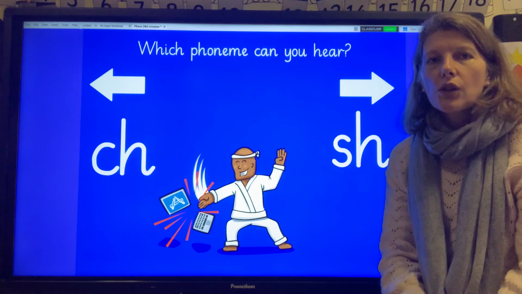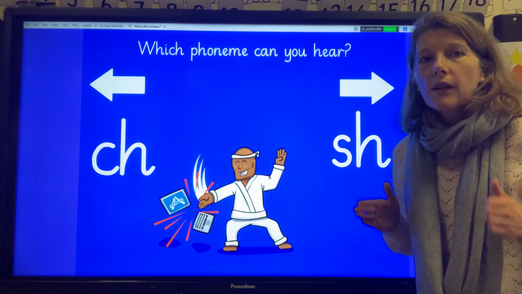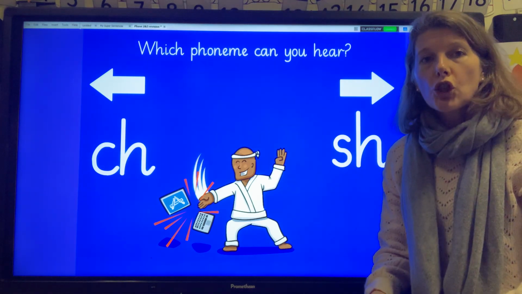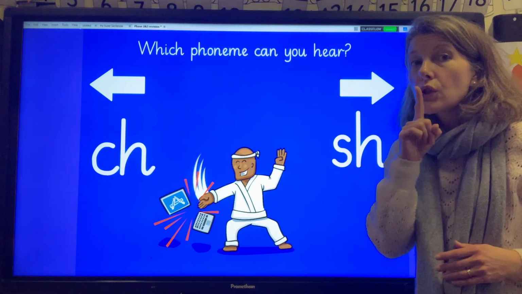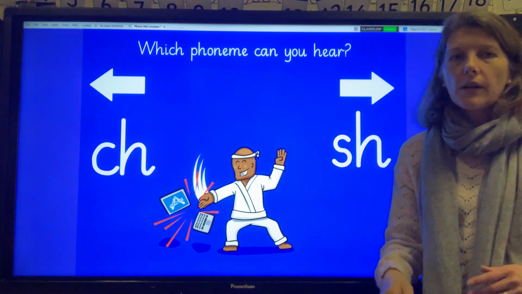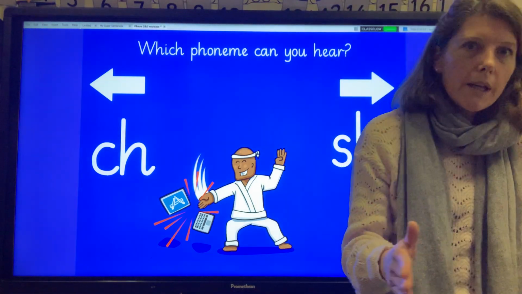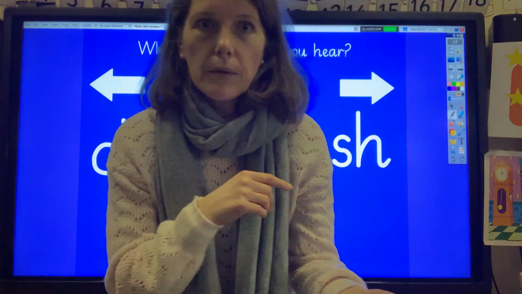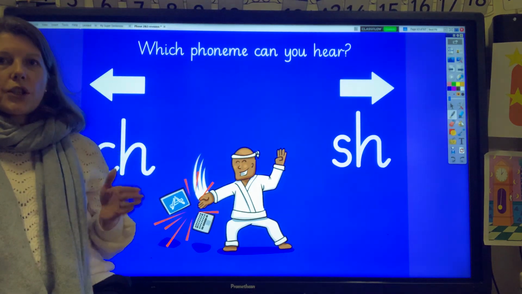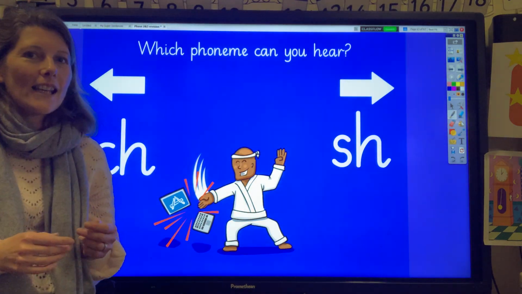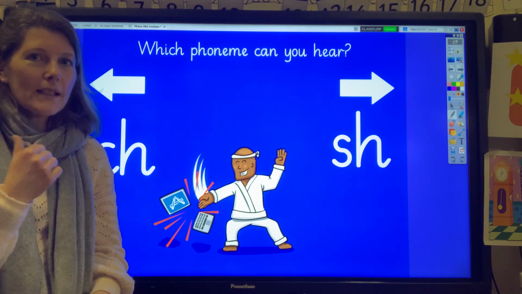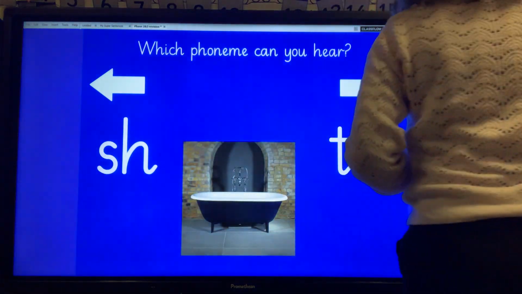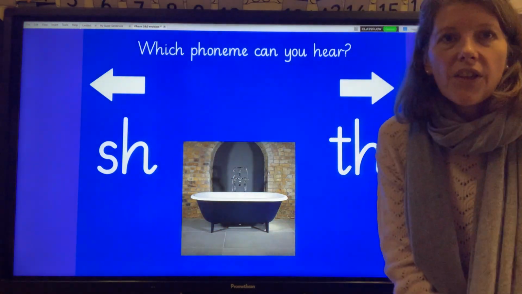If you think that chop starts with ch, you need to go that way. Ch, ch, ch. If you think chop starts with sh, you need to go this way. So are you ready? Which way are you going to go? Is it sh or is it ch? You're right. It is ch for chop. So if you're on this side, give yourself a point. Well done.